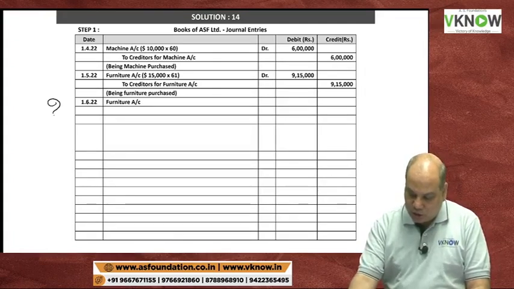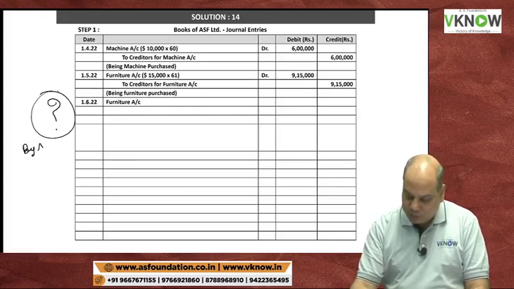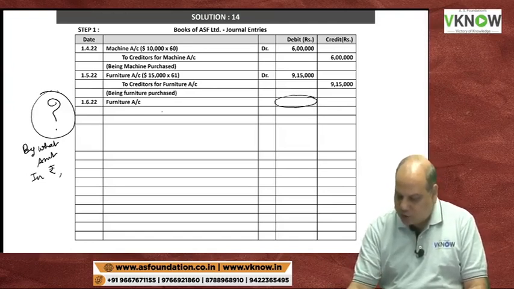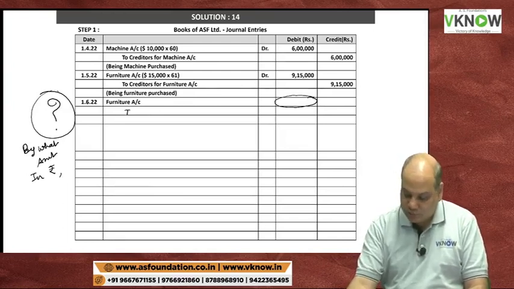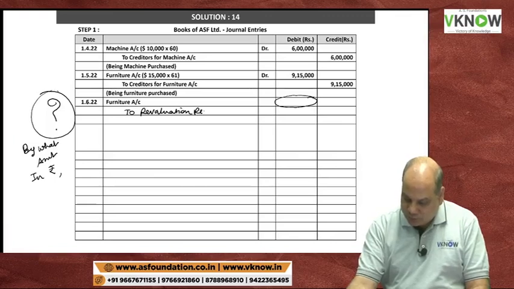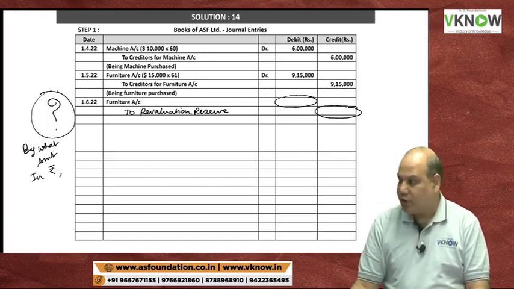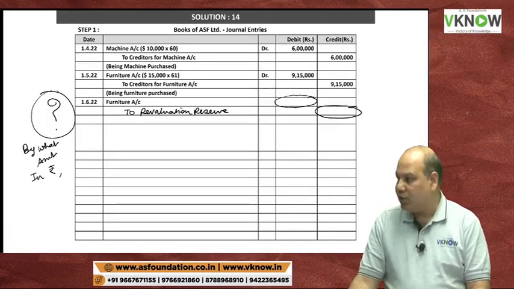So I am going to ask you one question. By what amount in rupees will you pass the entry? The entry will be furniture account debit to revaluation reserve. That you have learned in AS-10. But my question to this batch is, what will be the amount?